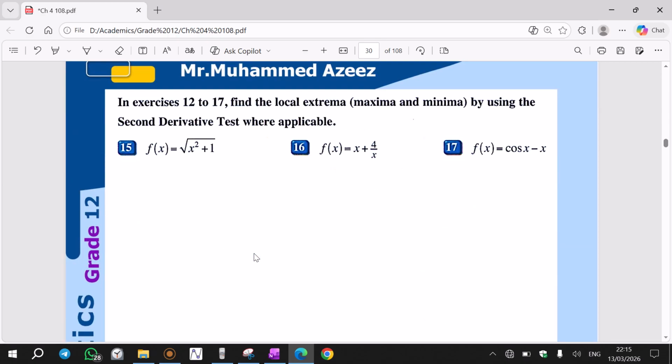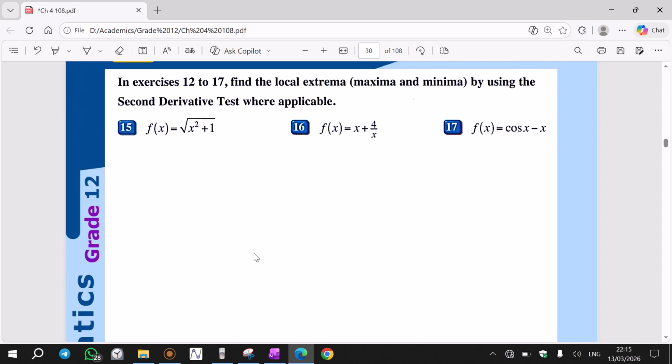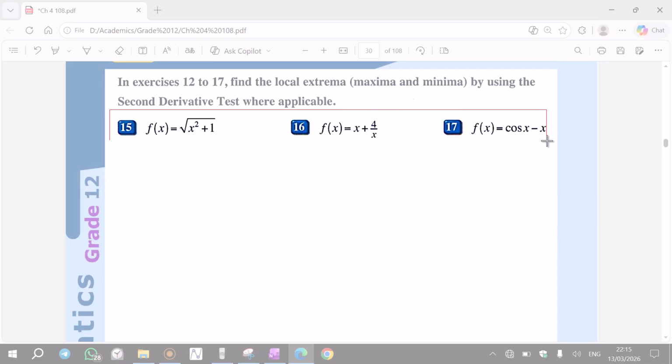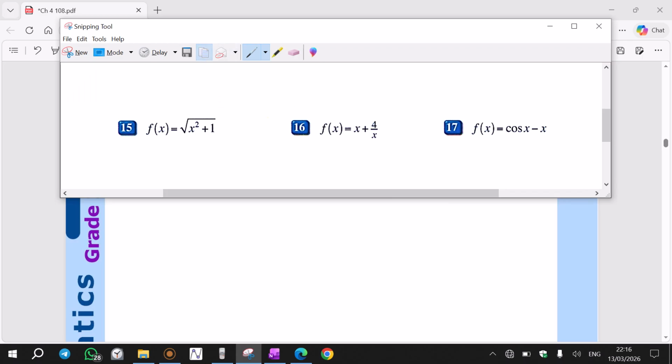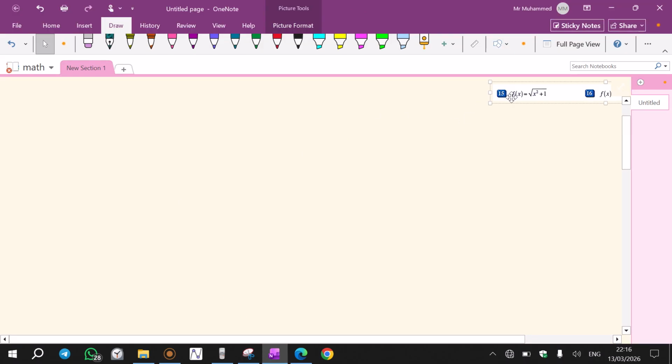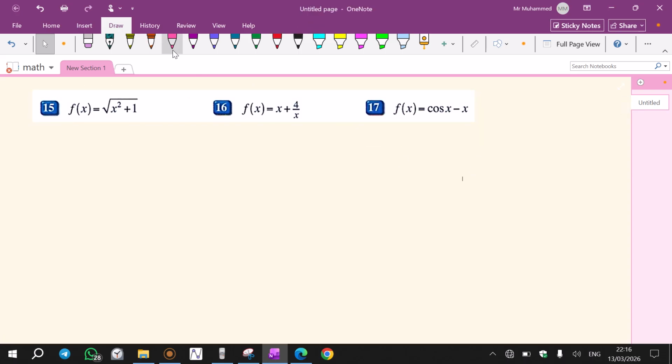Now we have 3 more questions. The answers are not available. You can write the answers as we solve them. Again, we're going to use the second derivative to find maximum, minimum. Question 15. And find maximum minimum, so we start with derivative.